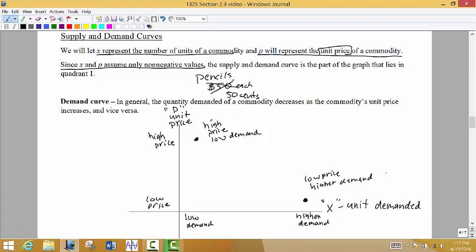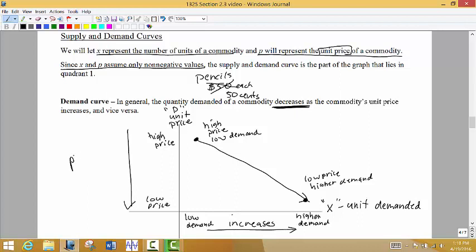Okay, so I plotted a few points to kind of represent these ideas. But what we see is that we end up with what we call a decreasing function. Okay, so as demand increases, the price decreases. Or you could think of it like this. As the price decreases, then demand will increase. So we end up with what we call a decreasing function that represents our demand curve.